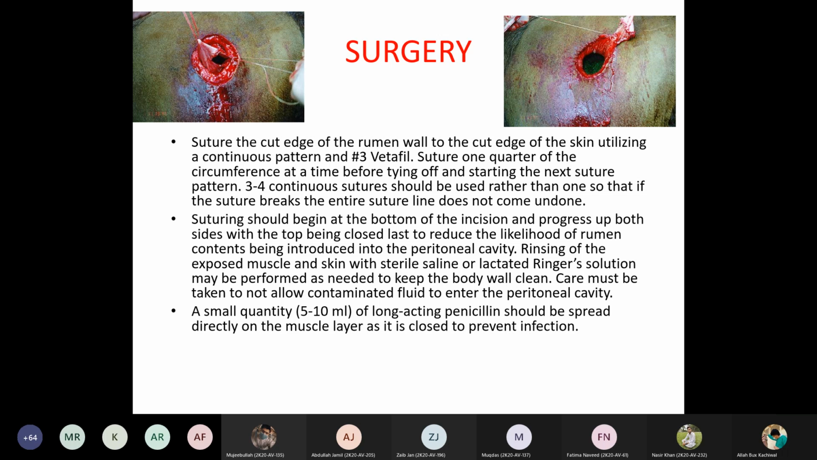Rinsing of the exposed muscles and skin with sterile saline or lactated Ringer's solution may be performed as needed to keep the body wall clean. Care must be taken to not allow the contaminated fluid to enter the peritoneal cavity. A small quantity, 5 to 10 ml of long-acting penicillin, should be sprayed directly on the muscle layer as it is closed to prevent infection.